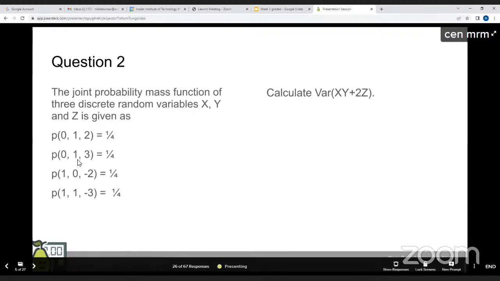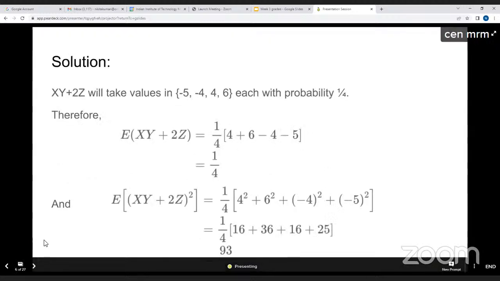with probability 1 by 4. For the second term, x is taking the value 0, y is taking the value 1, and z is taking the value 3. So xy plus 2z becomes 6 with probability 1 by 4. Then for the third one, xy again is 0 and 2z is -4, so xy plus 2z is taking the value -4 with probability 1 by 4. And the fourth term is xy plus 2z taking the value 1 minus 6, that is -5, with probability 1 by 4. So the values that xy plus 2z is taking are -5, -4, 4, and 6, and each has probability 1 by 4.